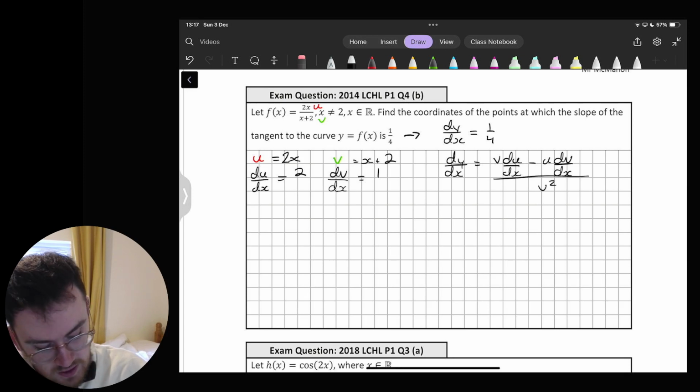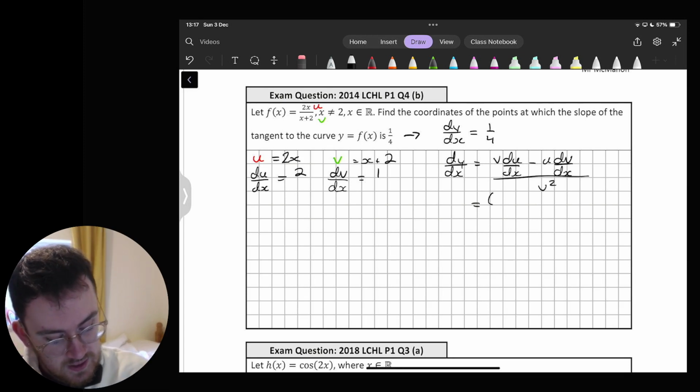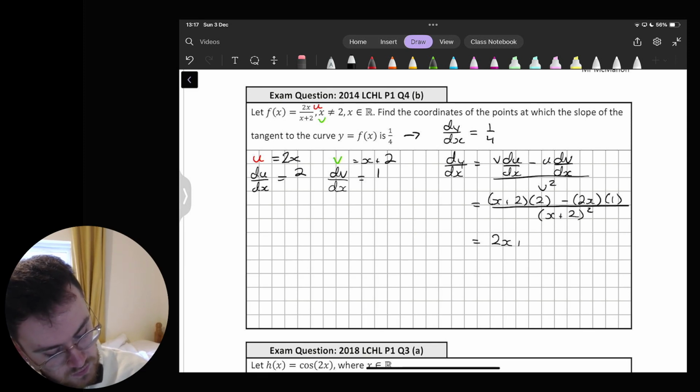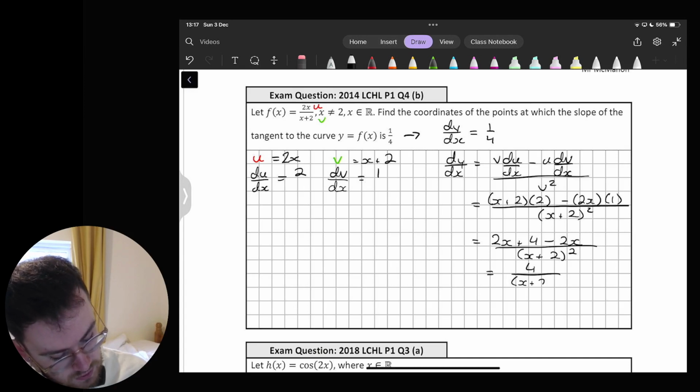And again, that rule is in our formula and tables book, so we don't necessarily need to know it off by heart. So v, x plus 2, times du dx, which is just 2 there, minus u, which is 2x, times dv dx, which is just 1, all over v squared, which is x plus 2 squared. So we get 2x plus 4 minus 2x all over x plus 2 all squared. So that breaks down to 4 over x plus 2 all squared.